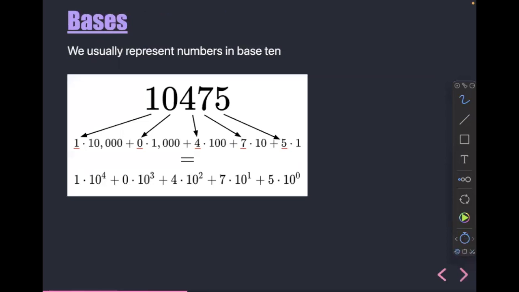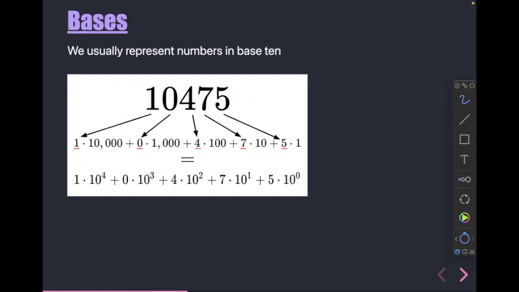All right. So the next thing I want to talk about is base representation. This is just a way you can represent a number using some type of base. The base is going to be some number that you're going to use to represent your larger number.